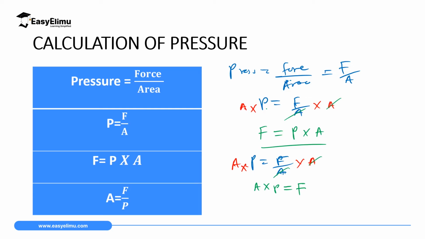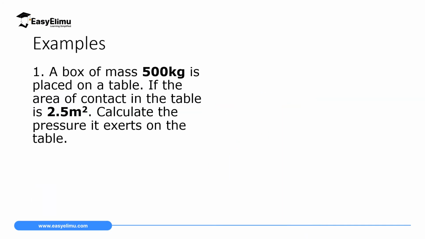Now we want A, then we will divide by P, then P and P will cancel, then we will remain with area is equals to force over pressure. So when you have this one formula, that is pressure is equals to force over area, you can be able to calculate any of the two. When you are given two of them, you can calculate any of them. So let's now do an example so that we see if we have understood the pressure, force, and area relationship.